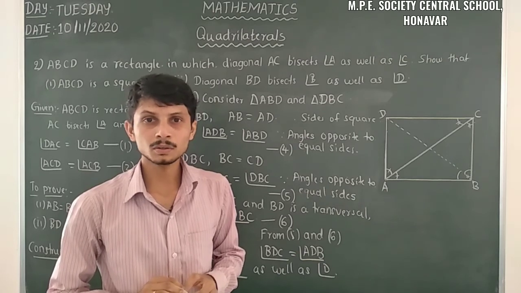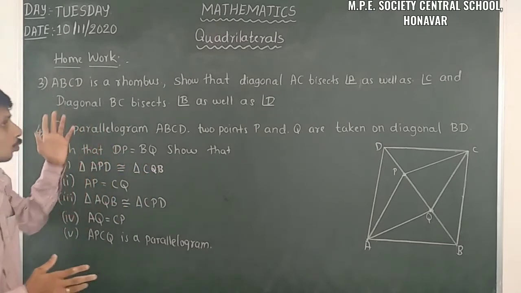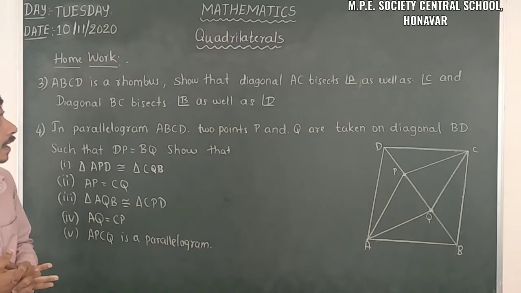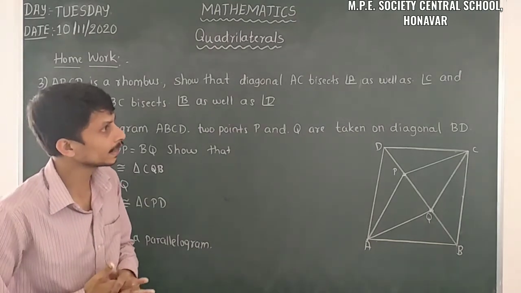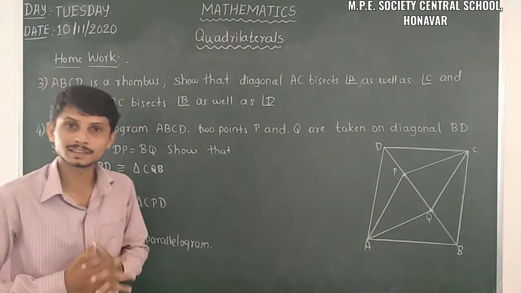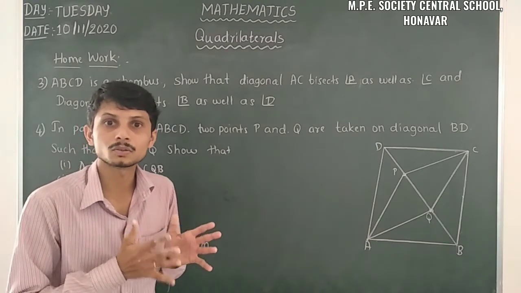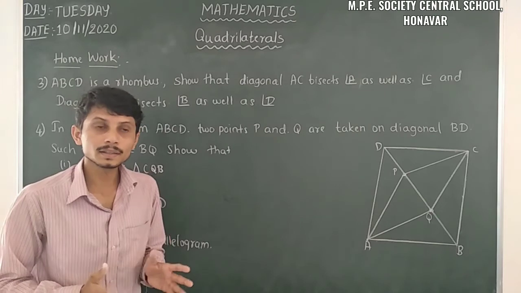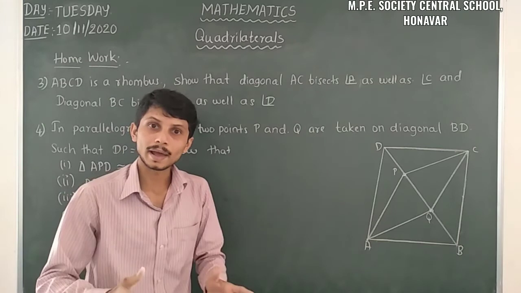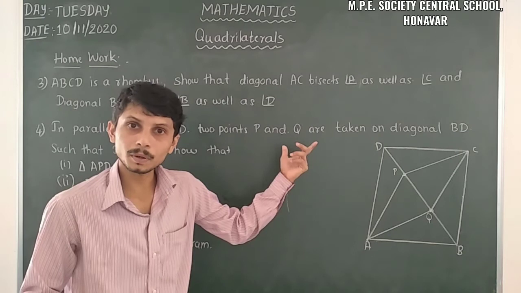So let us take some of the homework here. There are two homework problems I have given to you. The first one: ABCD is a rhombus. Show that diagonal AC bisects angle A as well as angle C, and diagonal BD bisects angle B as well as angle D. It is completely the same thing as what we have done in the previous question. In the rhombus all the sides are equal, so angles opposite to equal sides are equal.